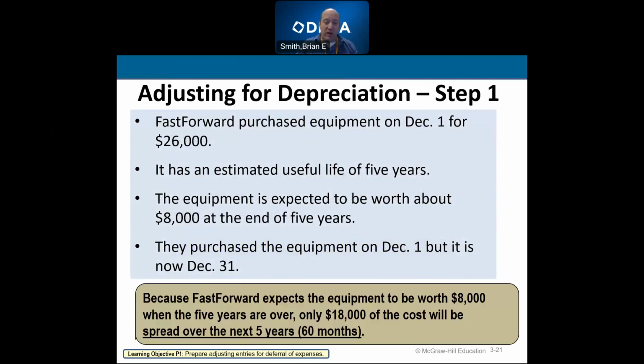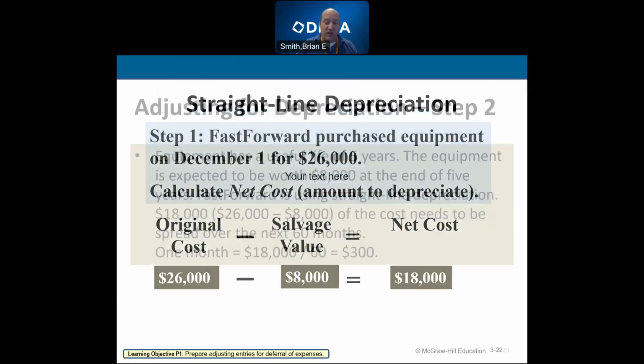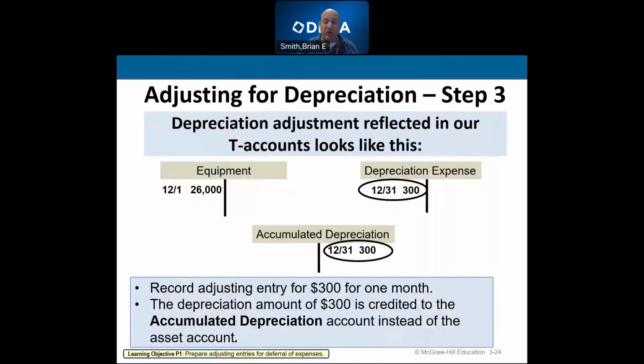Okay, we're not caring about this. So they're calculating it, and it looks like based on this, it goes over 60 months. So our monthly depreciation expense is $300. That's all you're going to be told in the questions.